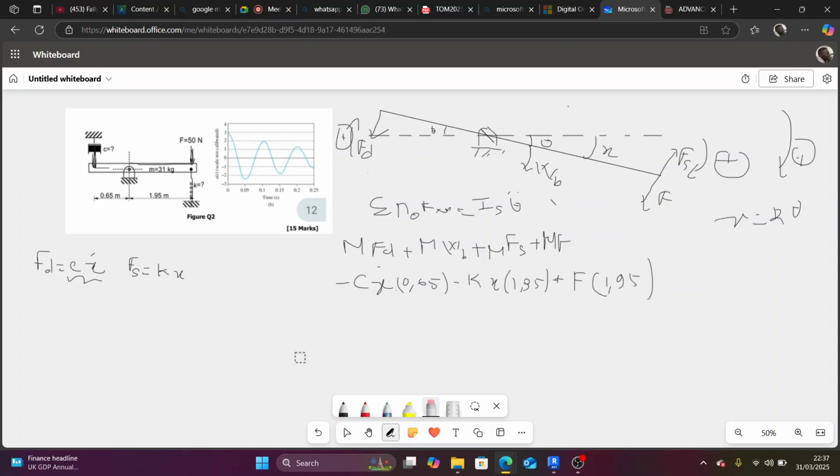What I was trying to say is that x, in this case, is simply going to be 1.95 theta. You will notice that this distance, 1.95, is the same as the distance of the moment. That's what I was saying. Wait, sir, you are saying that r is 1.95. How did we get that? Yeah, that's what you're supposed to ask me.